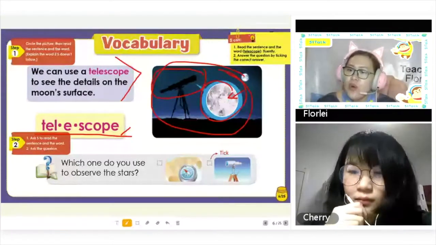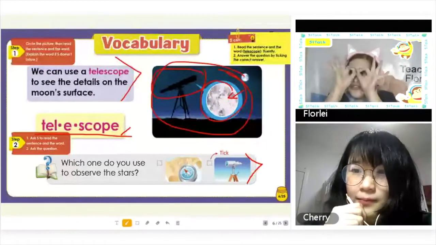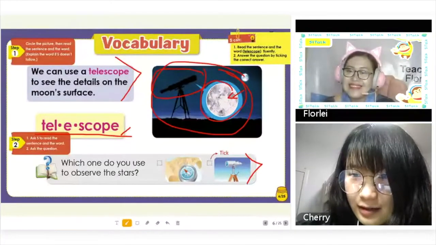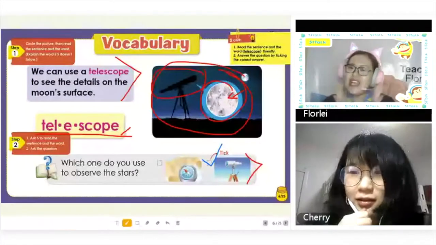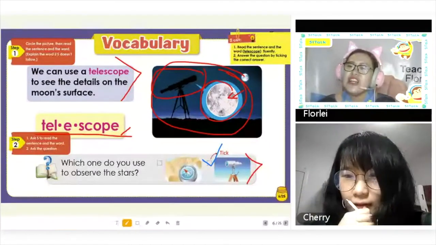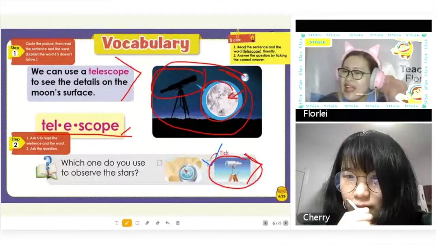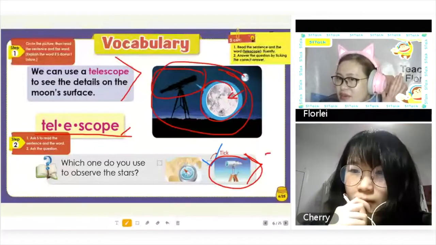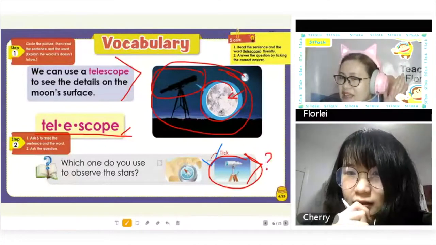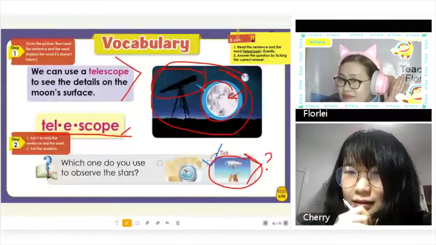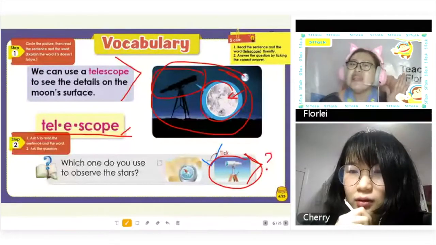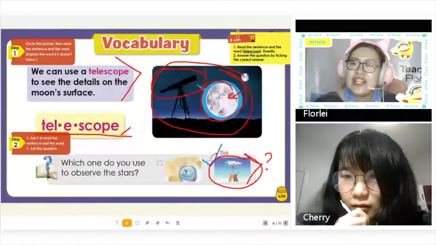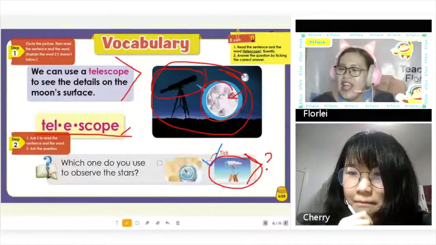Now, which one do you use to observe the stars? Please take your answer. Yes, the second picture. Very good. It's the second picture. And what is it called again? It's called a telescope. Awesome. Let's go to the next page. That's well done, Cherry.